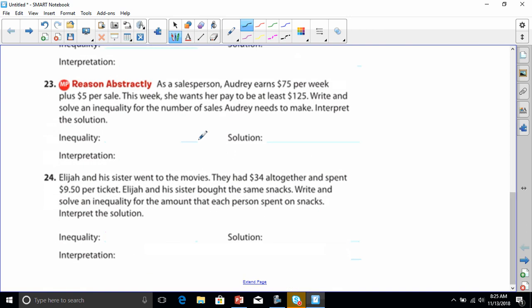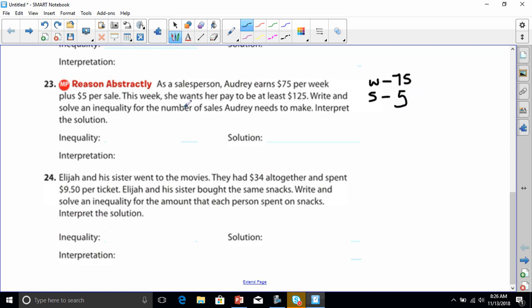Let's go to number 23. A salesperson, Audrey, earns $75 per week plus $5 per sale. Okay? So every week, she earns $75. Then plus $5 per sale. And I'm just going to say $5. I should have put that as S for sale. Sorry. Let's erase that. So it's S equals $5.